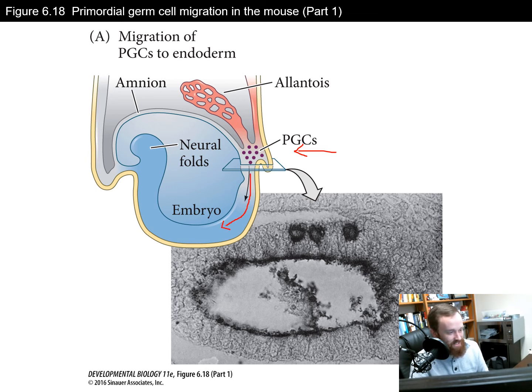They start to migrate down to the definitive endoderm of the embryo. This is the location for sexual organ development, but they don't start there. They have to make their way.